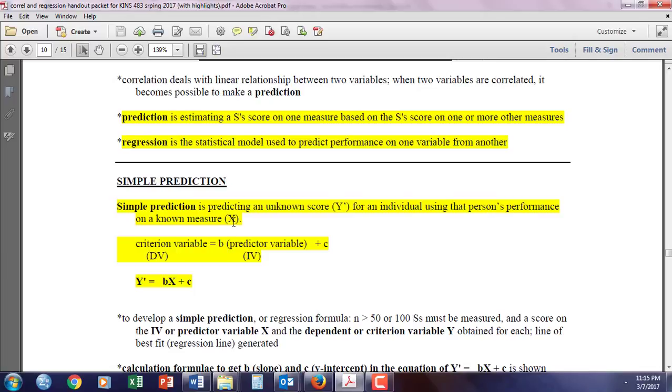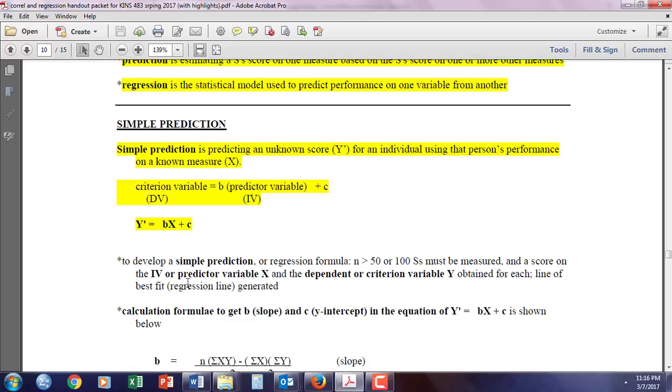The general idea of this simple prediction is that we have a y variable, or what is sometimes called a criterion or dependent variable. We're predicting that based on the value on our x or our independent variable value. We put this into an equation. That equation has a b value and a c value. The b value we're going to learn is the slope. The c value is the y-intercept. And the general form of this simple prediction, where we have one predictor, is that the predicted score is equal to b times x plus c.